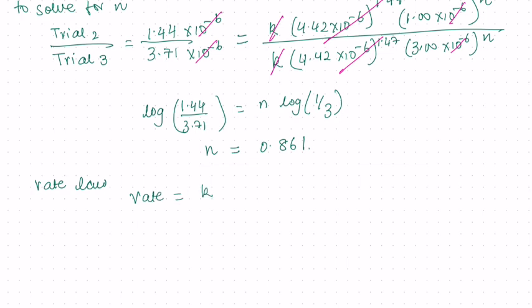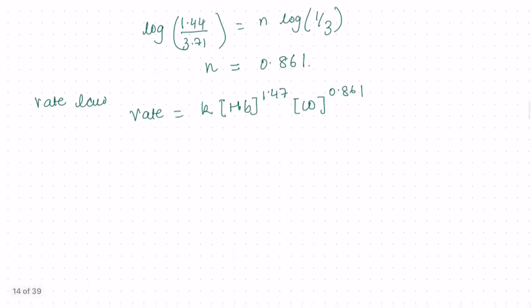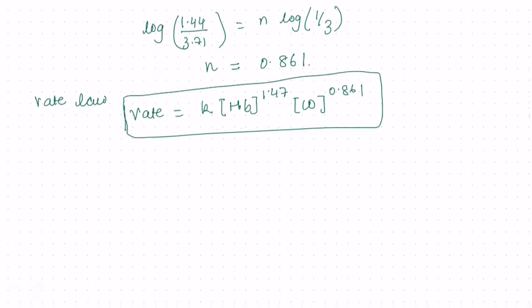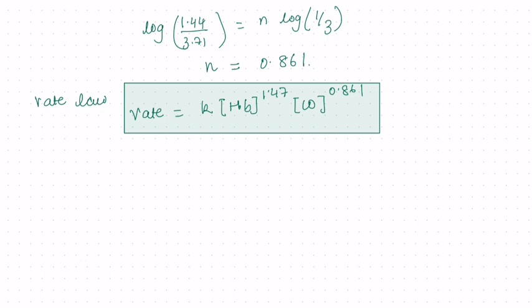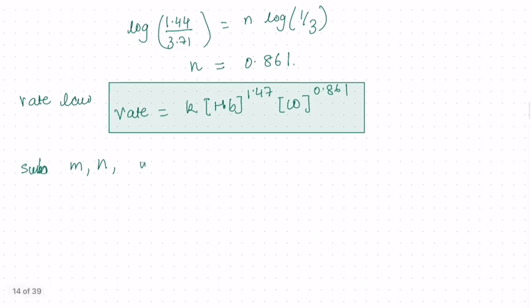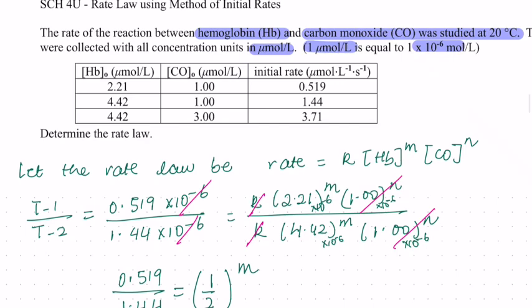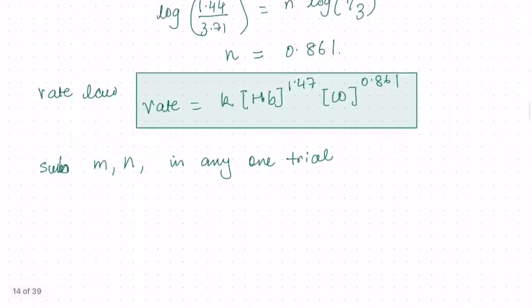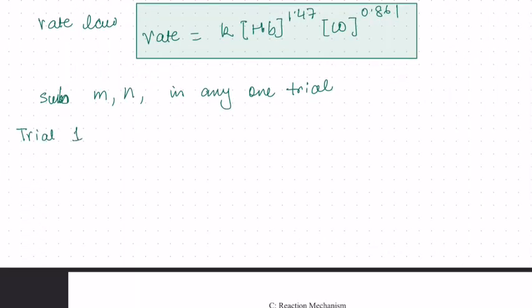So I can combine both of these pieces of information and write the rate law as rate equals k times concentration of hemoglobin raised to 1.47, concentration of carbon monoxide raised to 0.861. If you were asked to find the overall order, you could just add those numbers together. To find k, let us sub in m and n in any one trial of your choice. I will pick trial 1.